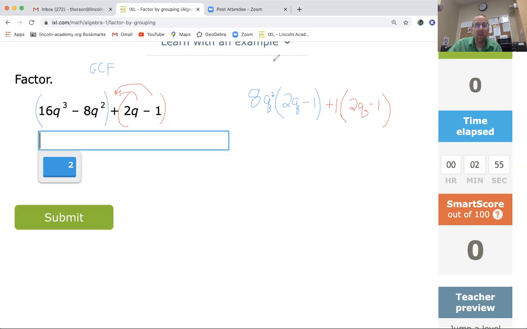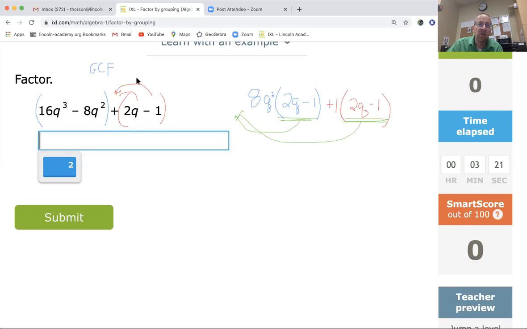So now what I want you to notice, though, is that this set of parentheses here and this set of parentheses is exactly the same. We have a 2q minus 1 and a 2q minus 1. So what we're going to do is factor it away from the 8q squared and the plus 1. So what we do is we pull that kind of like out in front as a single parentheses.